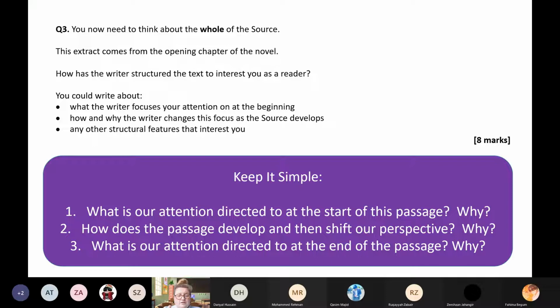So you're really considering what the writer is trying to get you to think, feel, or imagine. The writer is trying to manipulate you throughout this text. And in this instance, you're being asked how the writer uses structure to do that.